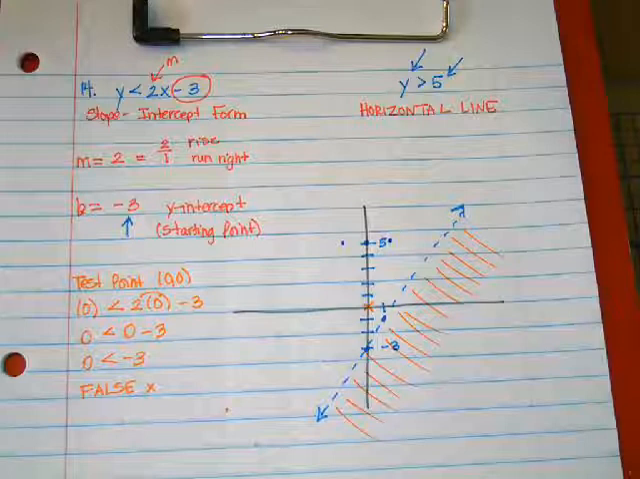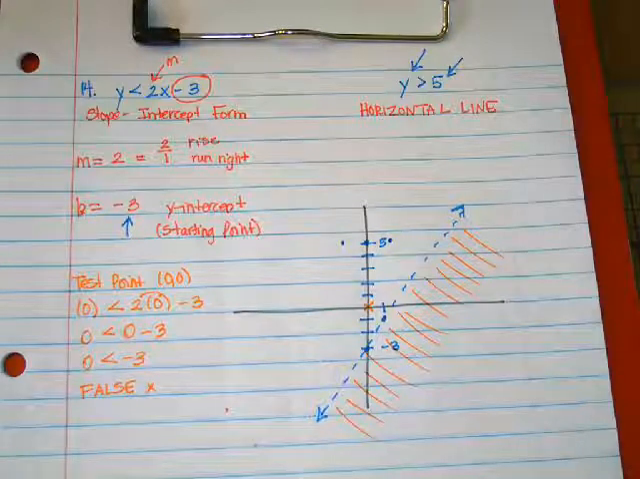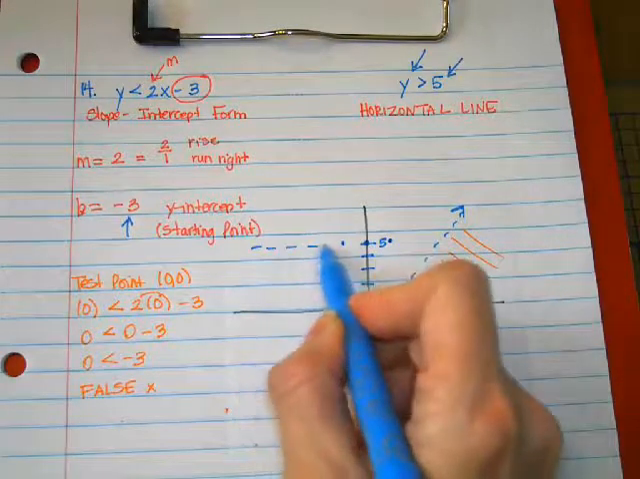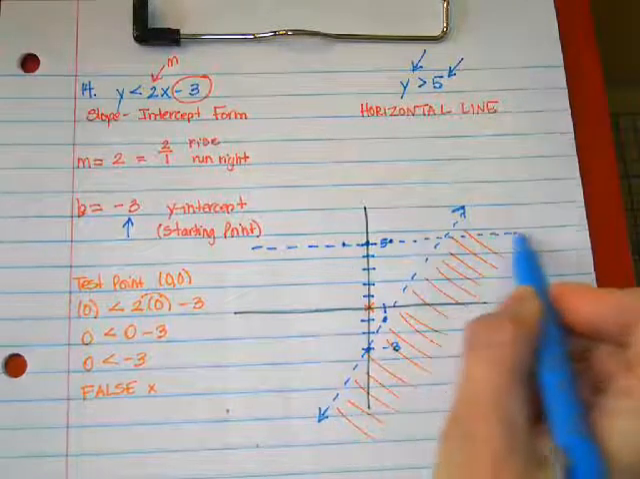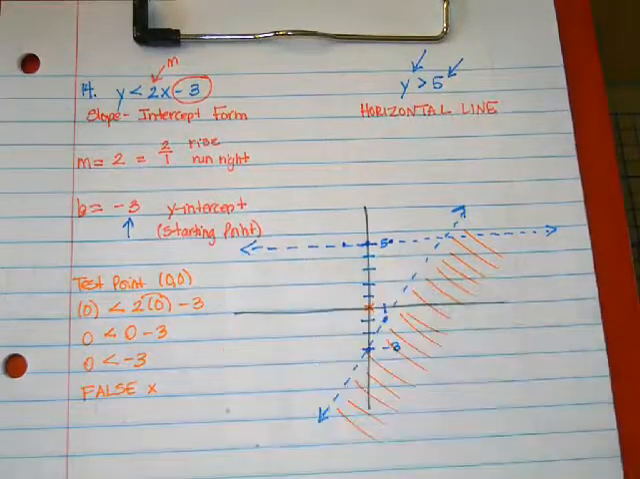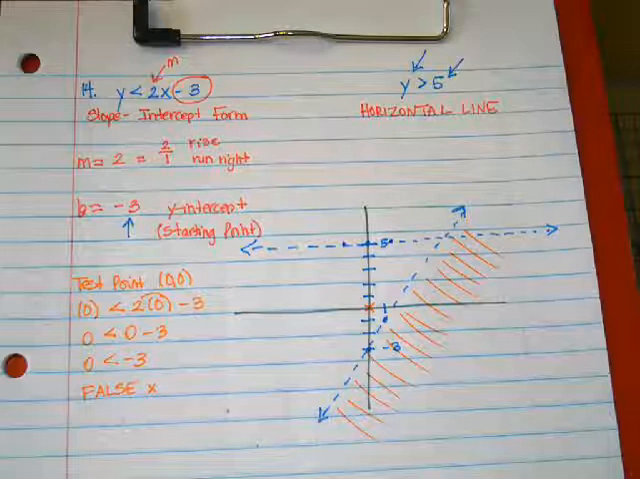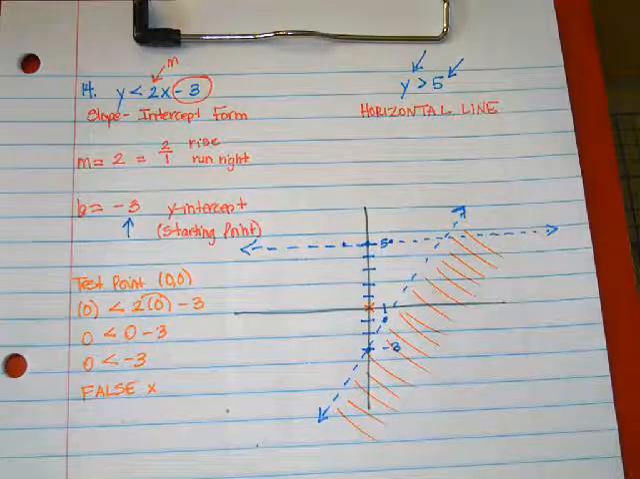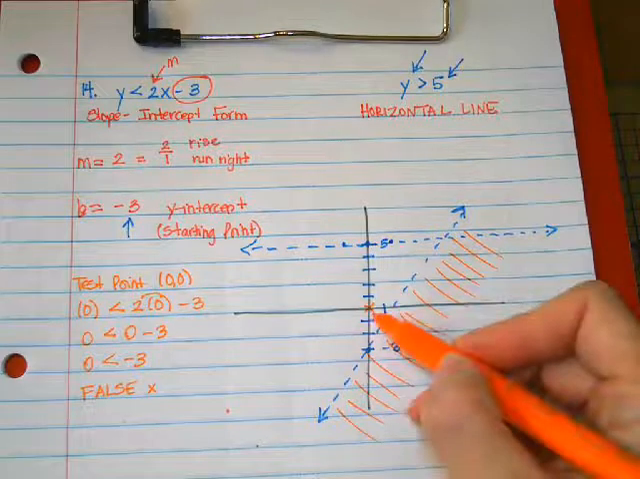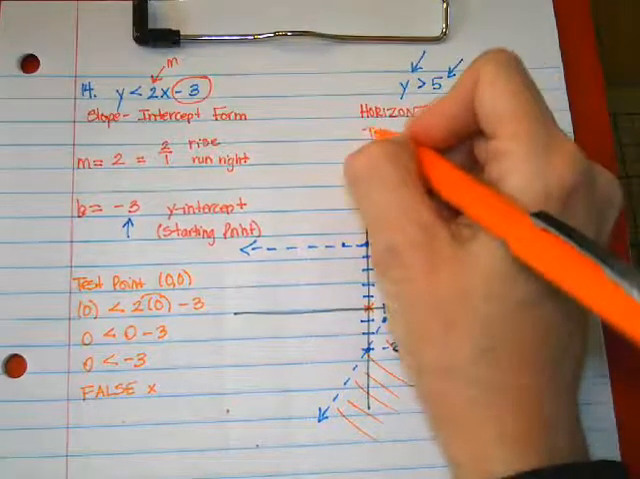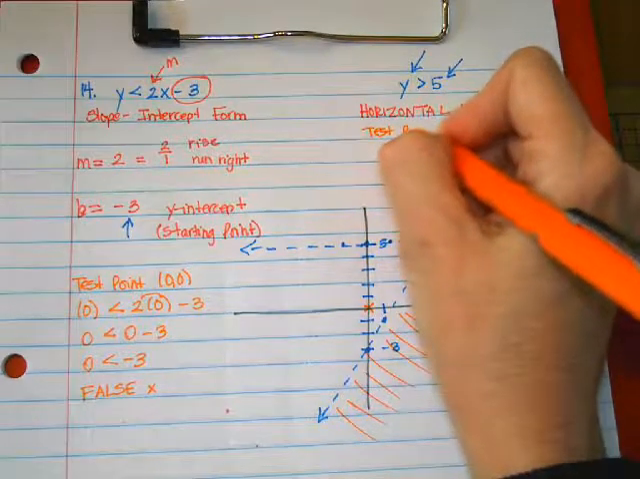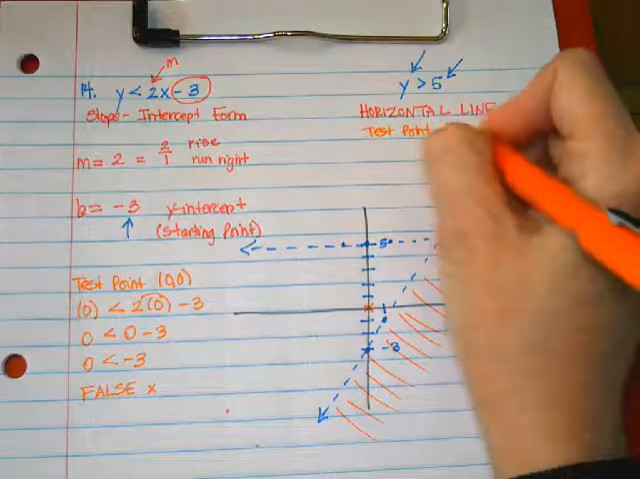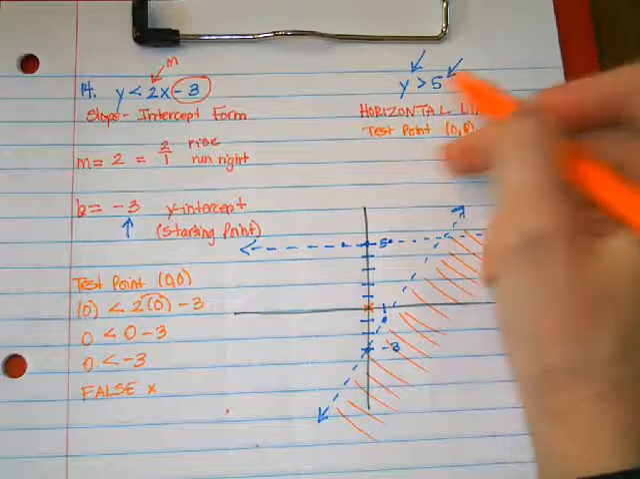Will my line be solid or dotted, Fabian? Correct. This would be a dotted line. Why is it dotted, Fabian? Because there is no equal to bar. Beautiful. All right, so can we still use that same test point, Fabian? You're correct, because this line does not pass through 0, 0, so we can still use our test point of 0, 0.